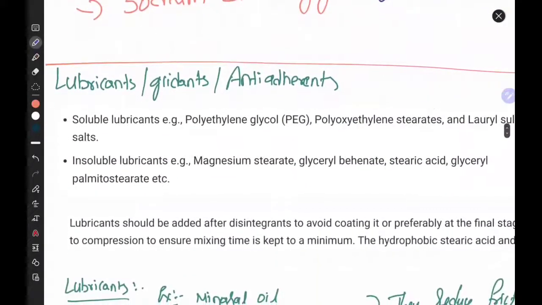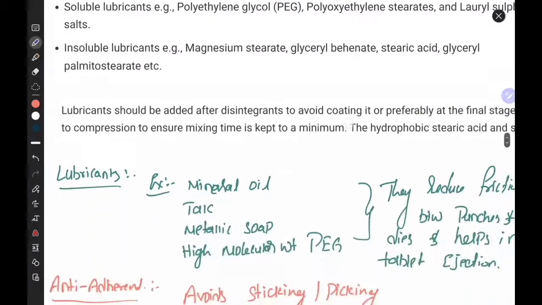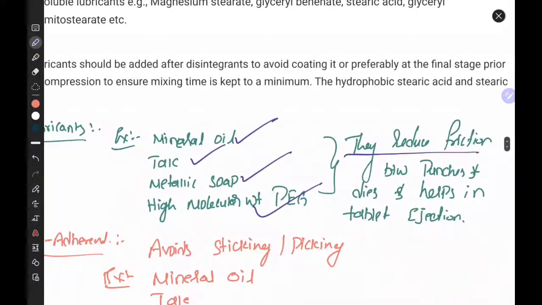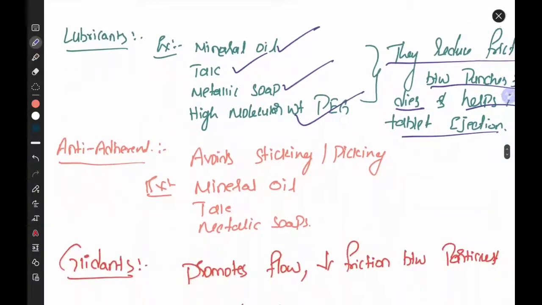The last one is lubricants, glidants or antiadherents. What are lubricants? They reduce the friction between your punches and dies. Examples are mineral oil, talc, metallic soap and high molecular weight PEG. They reduce the friction between punches and dies and help in tablet ejection also. Then anti-adherents avoid sticking and picking.